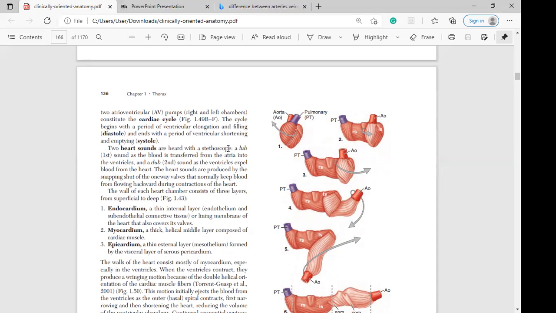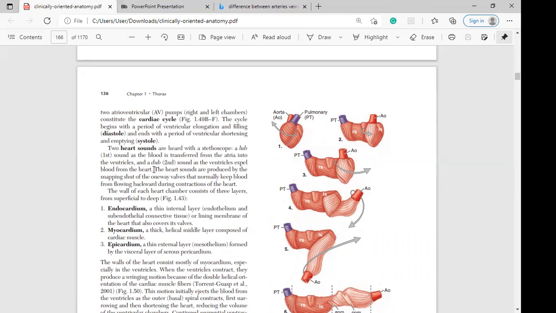And we say the sound of the heart that we hear through a stethoscope is lub, dub. Lub, dub sound. Now, the lub sound is when blood from the atria is entering the ventricle. So when blood from the atria enters the ventricle, you hear the lub sound. And then you hear the dub sound when the ventricle pushes the blood from the heart.